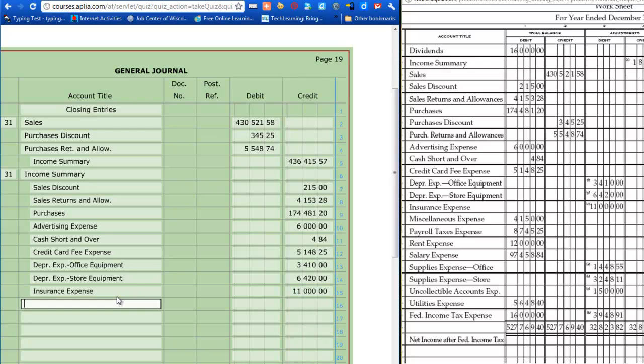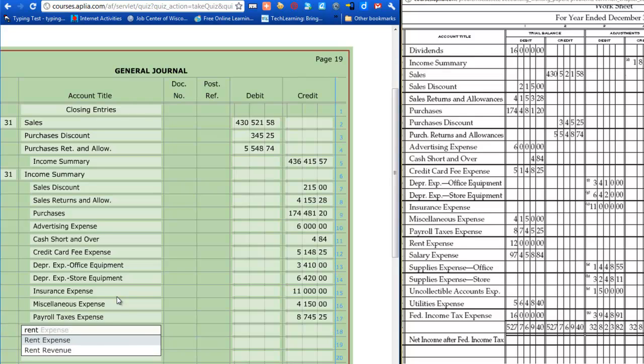Insurance expense. Miscellaneous expense. Payroll taxes expense. After payroll tax expense, we have rent expense for $12,000. Salary expense for $97,458.84.